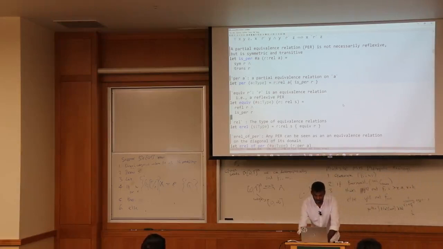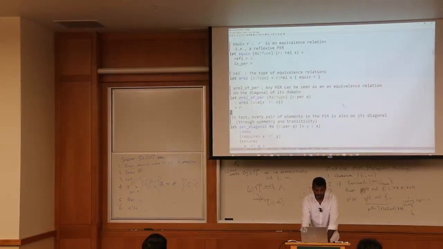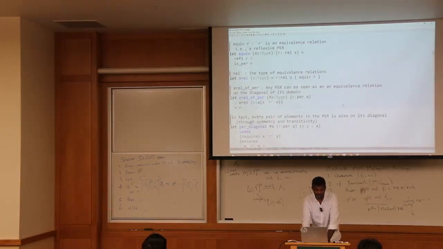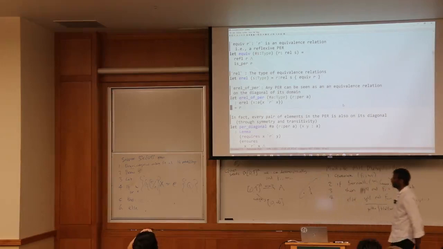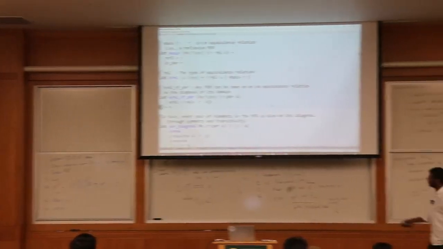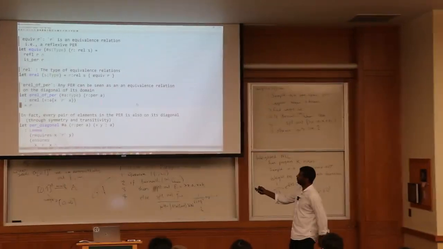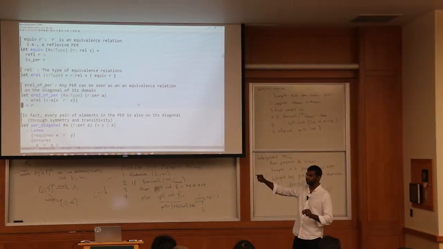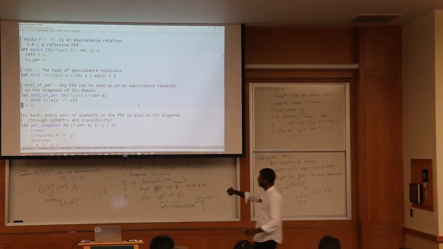And an equivalence relation is a pair that's also reflexive, and an E-rel, an equivalence relation, is a rel that's an equivalence relation. And this is kind of a standard result that if you have a pair, you can turn the pair into an equivalence relation by considering its domain to be the diagonal. Right? So that's a classic thing.